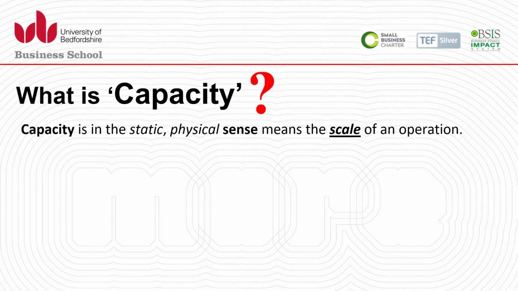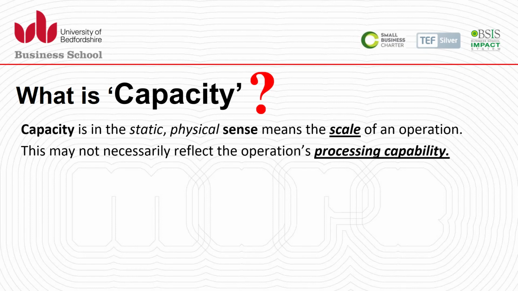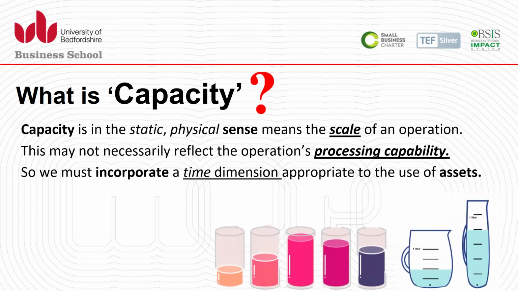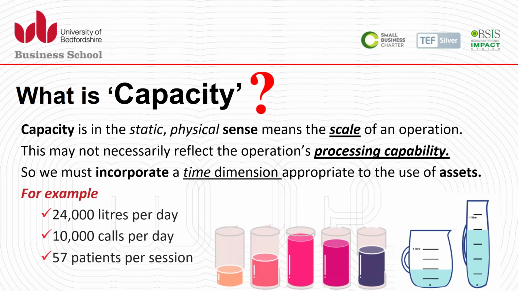So capacity in the static physical sense means the scale of an operation. This also means that capacity may not necessarily reflect the operation's processing capability. Rather, we have to see it must incorporate a time dimension appropriate to the use of the asset. For example, it is very important that we understand that when we say how many liters or how many kilometers, it can only give us a clear sense if we say it with the time frame.